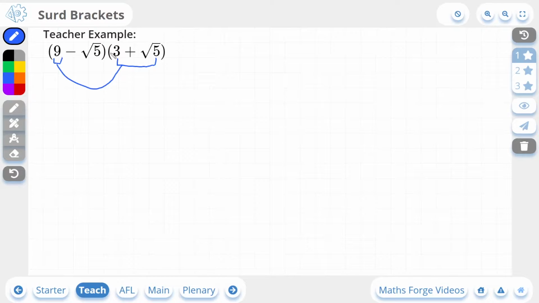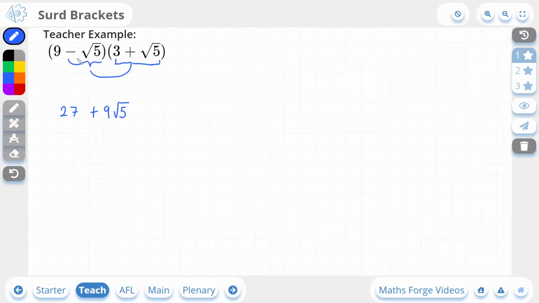So we're going to have 9 times 3, which is 27. Then we're going to have 9 times positive root 5, which is positive 9 root 5. And then once you've multiplied this 9 by everything in the second bracket, you can go ahead and do the same thing with this negative root 5. So we're going to take this negative root 5 and multiply it by every term in the second bracket.